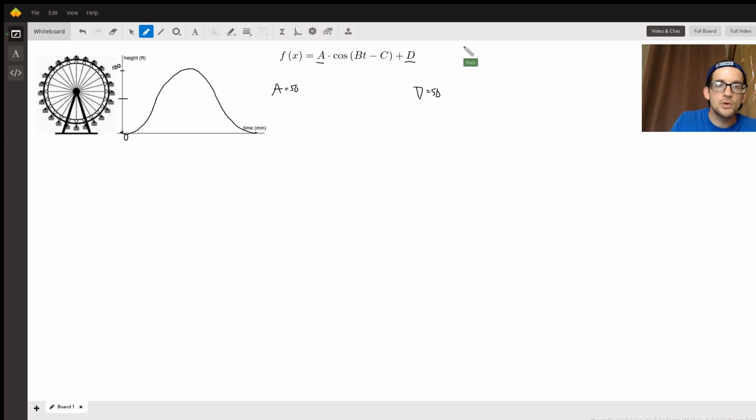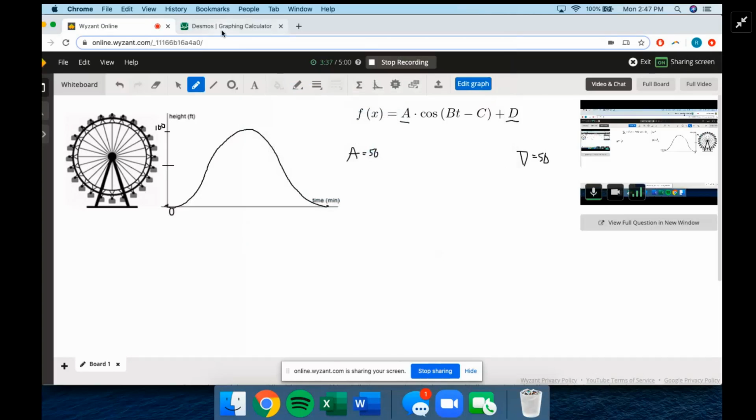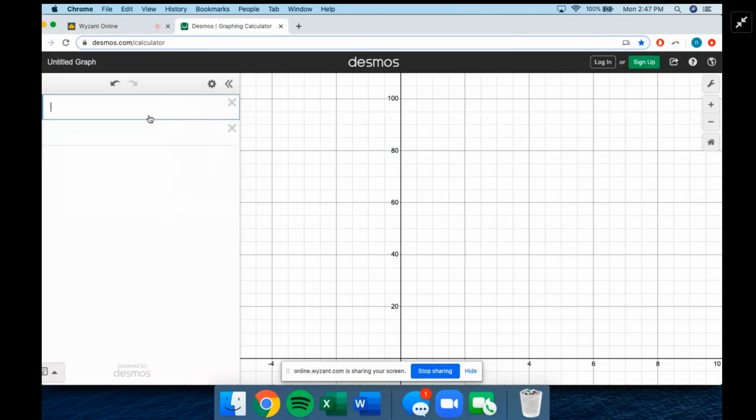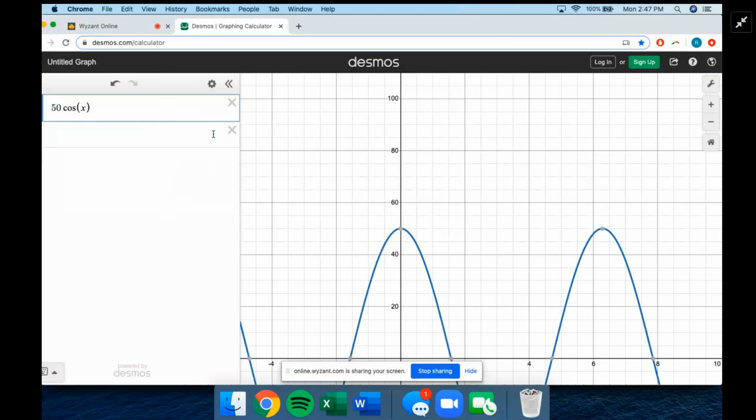So I'm actually going to show you on this software called Desmos kind of what that does. So if we start with just a basic function, cosine of x, I'm going to go with cosine. You'll see why here in a minute. That doesn't look too great. Let's add on the 50 for our amplitude. And already you can see that the graph got a lot taller, both up and down.